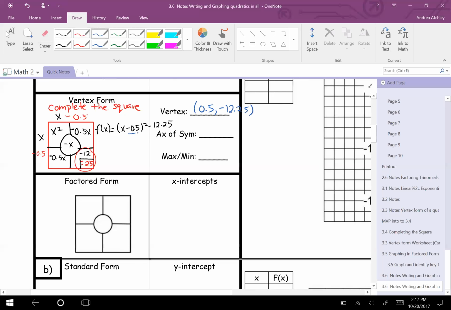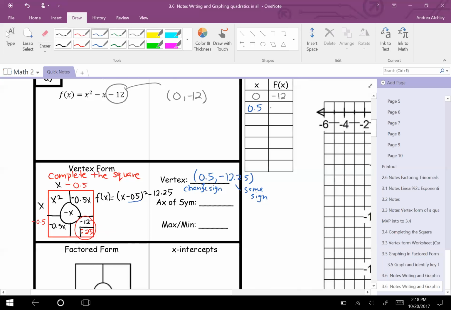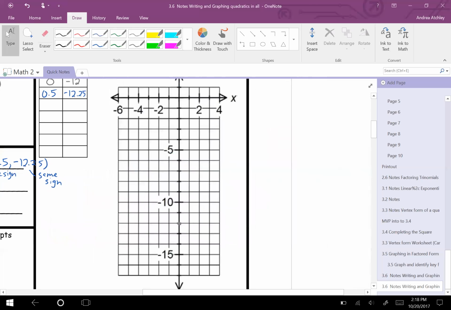Okay, remember you change the sign here of the 0.5 and then keep the same sign of the y value. So over here I have 0.5 and then negative 12.25. So one half is right here, and negative 12.25 is just slightly below the negative 12.